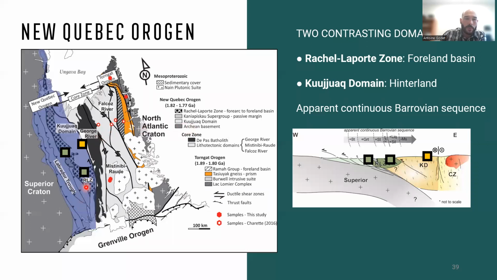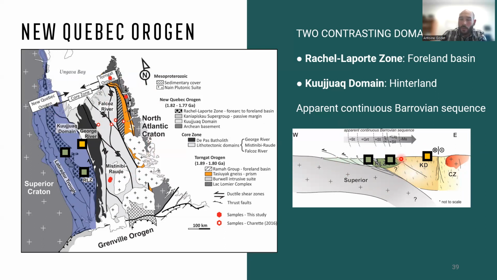Finally, we're going to move to the western part of the Southeastern Churchill province. This is represented by the New Quebec region. This one is maybe more famous, the Labrador Trough, the passive margin. Then we have the Rachel-Laporte zone, which is the foreland basin deposited on top of the upper plate. The upper plate is represented by the Kuujjuaq domain. And if we look at the schematic cross-section, again, Superior craton, the lower plate, passive margin, Labrador Trough, foreland basin, Rachel-Laporte zone, and upper plate, Kuujjuaq domain, plus the rest of the core zone that was already accreted.